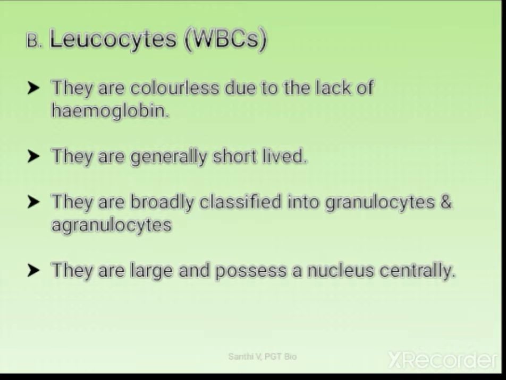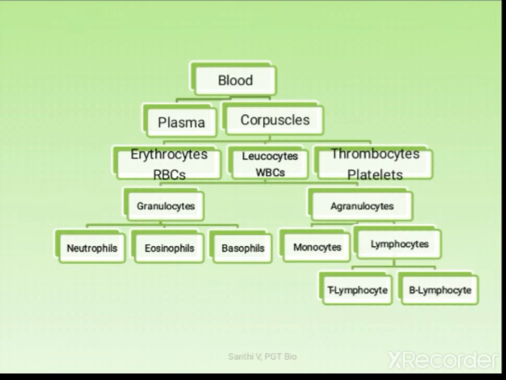They can be classified into granulocytes and agranulocytes according to the presence of grains in the cytoplasm. They are large compared to RBC and they have a definite nucleus. So here you see granulocytes. Granulocytes are further classified into three: neutrophil, eosinophil and basophil, and agranulocytes into two categories: monocytes and lymphocytes, and the lymphocytes into T lymphocyte and B lymphocyte.